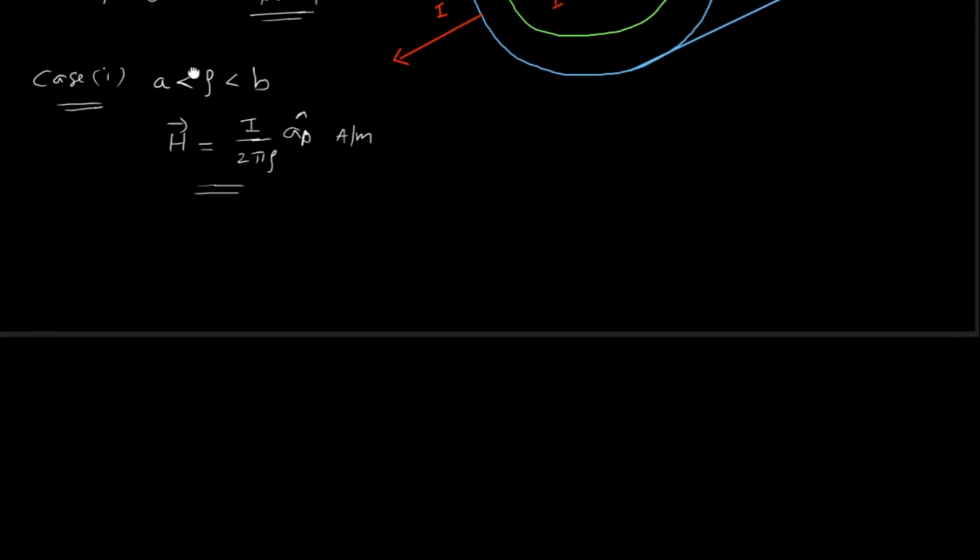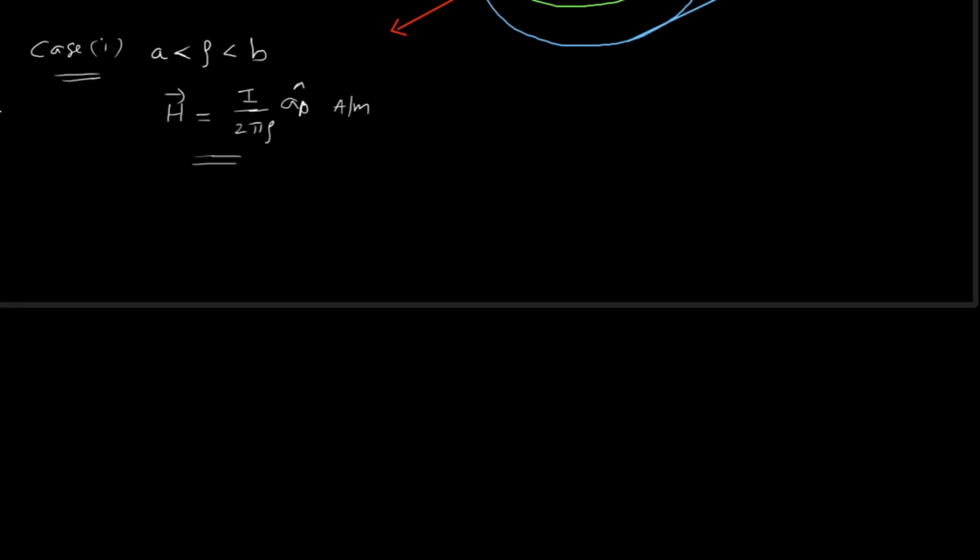Let me make myself some space. Case 2. This is really interesting. Why I am saying that this is really interesting is I am going to consider my rho less than A, that is my closed path is going to be inside my inner conductor. So I am trying to evaluate what is magnetic field intensity, or is there any magnetic field intensity existing inside my inner conductor of the coaxial cable.